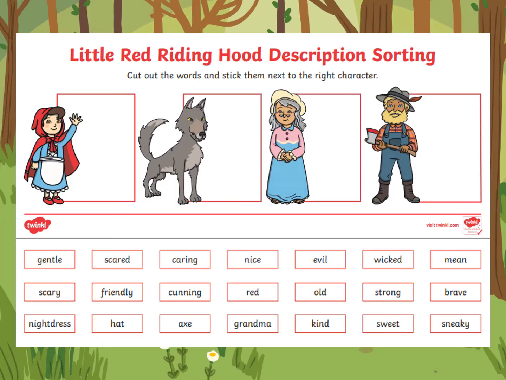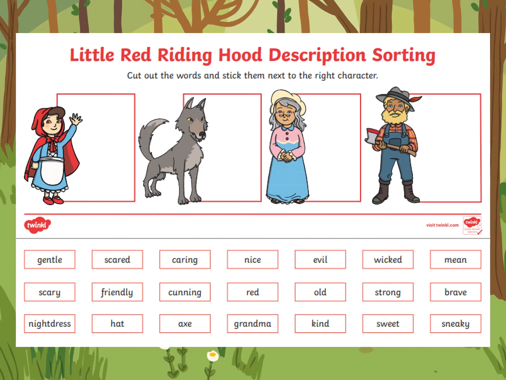Okay, so you've done a really good job of listening out for some of the adjectives and adding in some adjectives. Now, we've got the 4 characters here on our page, and we've also got some words underneath, and you've got this same page in your work pack. It says at the top you can cut out the words and stick them next to the right character, but you could also just write them if that's easier. So all you need to do is have a look at those words along the bottom and see if you can find maybe 3 words to describe each one of those characters.